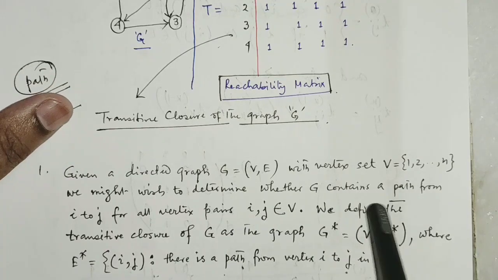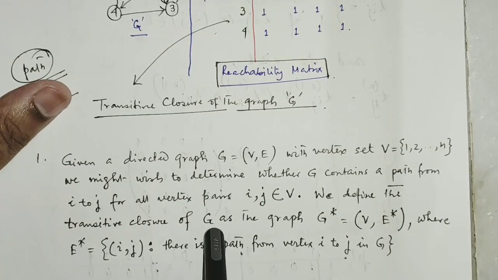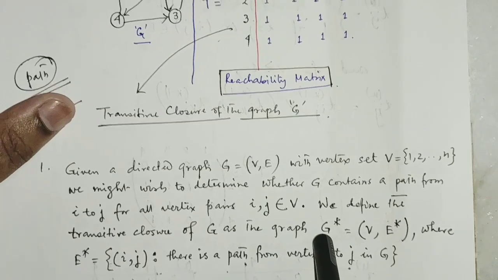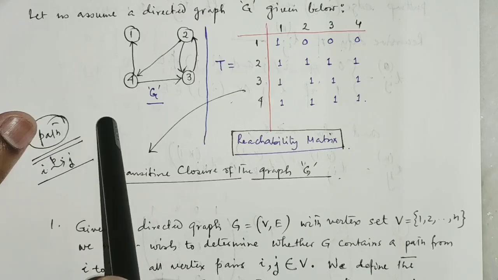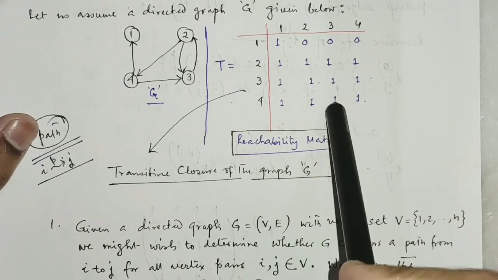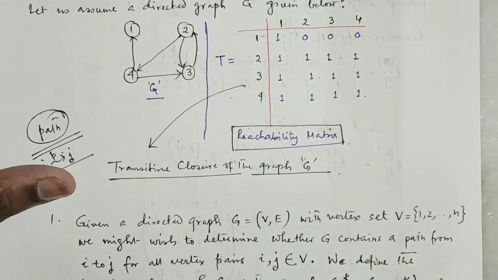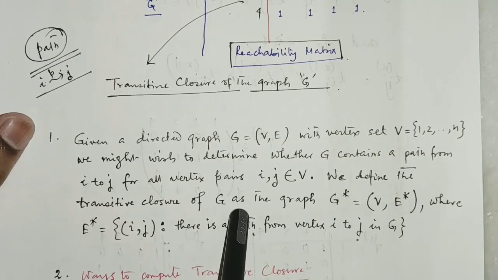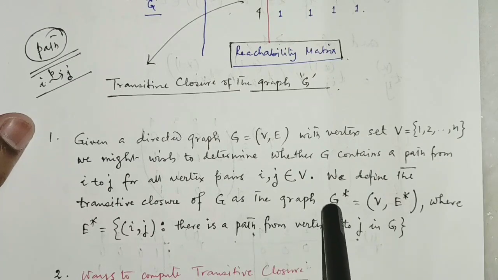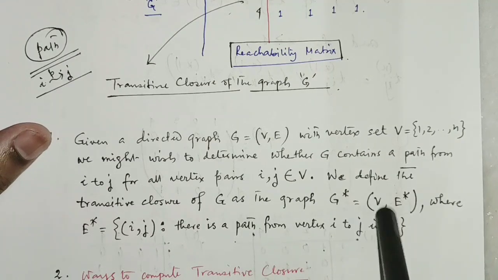Fine. And we define the transitive closure of G as the graph G star, because I told you if you have a graph, that means you have an adjacency matrix of n cross n, where n is the total number of vertices, and the transitive closure will also be n cross n. Fine. So that's why it is written as we define the transitive closure of the graph G as G star equals V comma E star.